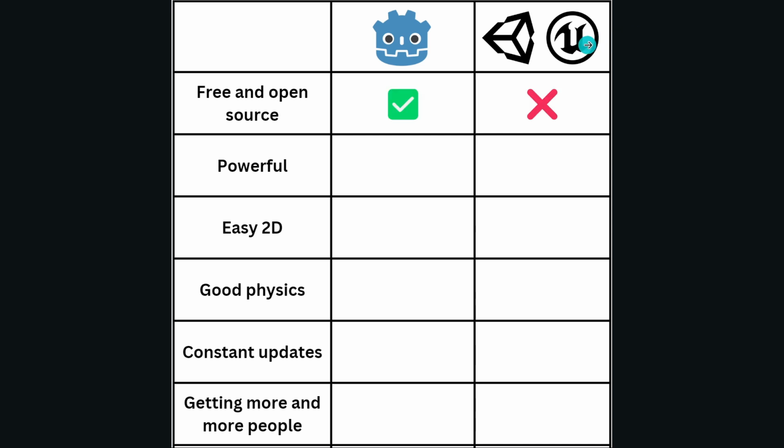So for the first criteria, we're going to be talking about free and open source, and of course Godot is free and open source, and other engines are not. Basically you can download Godot and literally do whatever you want with it. You can modify it and sell it as your own product. You will never have to pay any kind of license fee, because the owner of it is basically the community, so nobody owns Godot.